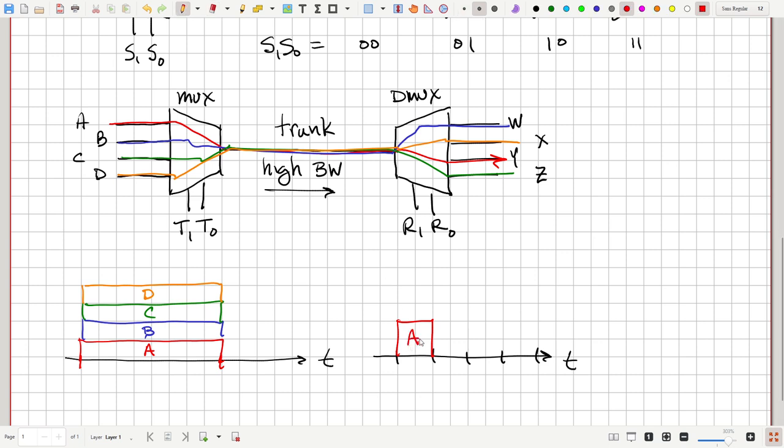So here's A. And then likewise, B and C and D.